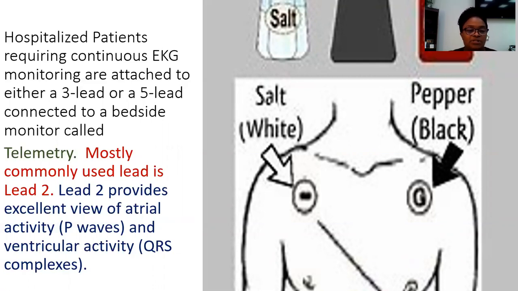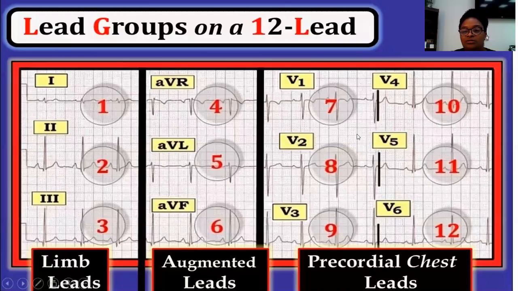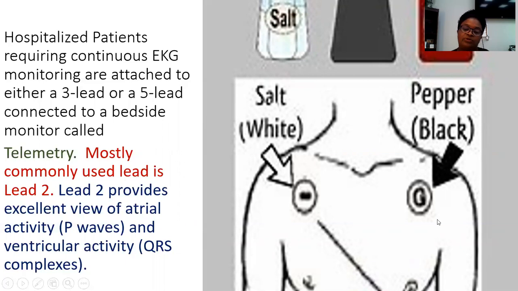The most commonly used lead on continuous monitoring is lead 2, and it's the most commonly used lead because it provides an excellent view of both the atrial activity as well as the ventricular activity, which corresponds with your P waves and your QRS complex. Now here's a little mnemonic to help remember how to place those leads for continuous monitoring, and it's salt, pepper, and ketchup. So your negative lead is your salt, your grounded lead is your pepper, and then you can't see that other lead down there, but the red indicates the ketchup.